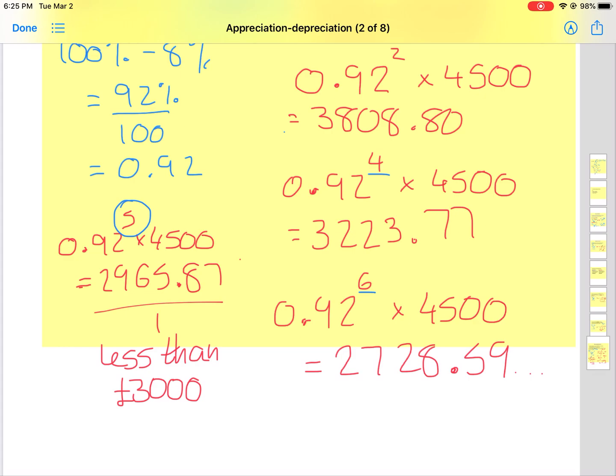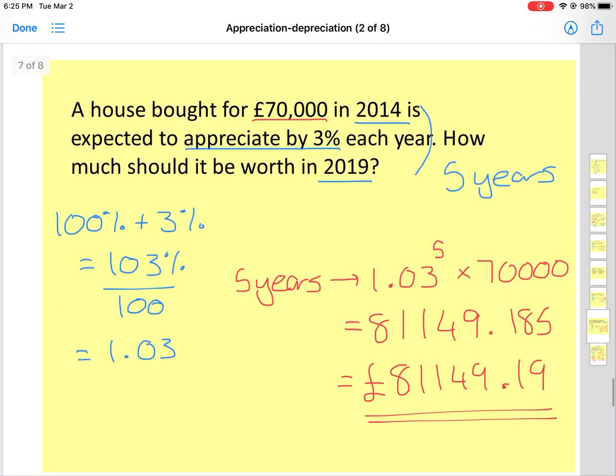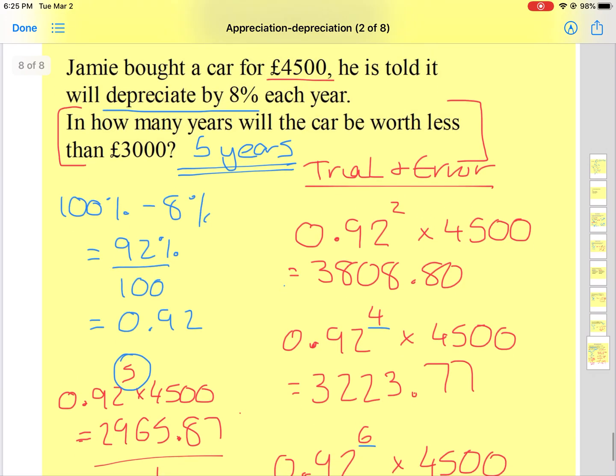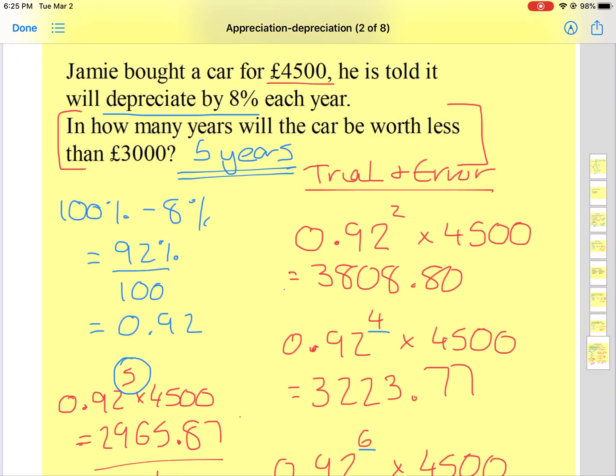Okay, the main questions you will see will be the appreciation and depreciation ones, but I do want to add some of these in as well just to really apply what we've done with the basic calculations.